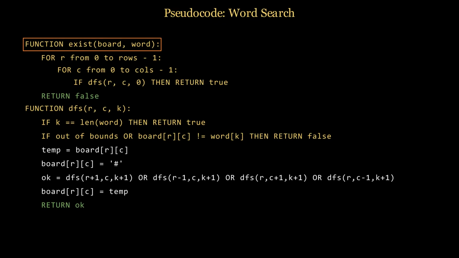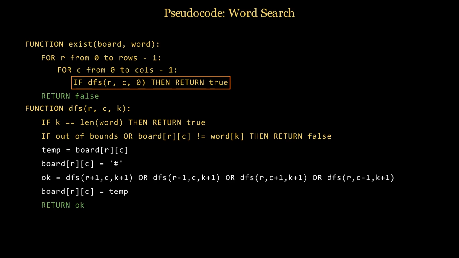Pseudocode for word search. We try depth-first search from every cell. Each DFS step matches one character, masks the cell with a hash, recurses to 4 neighbors, then restores the letter. Outer loop over rows. Inner loop over columns. If a path from this cell completes the word, succeed. No starting cell worked.